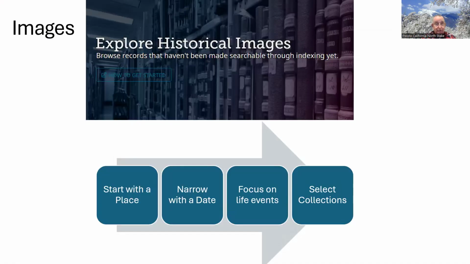Okay, now beyond the transcribed records, we come to images. And this is what the image homepage looks like. Our search here is going to be different. You're not going to be looking for people because they're not indexed. So you're going to want to start with a place. Where is the record I'm looking for? And then narrow that down with a date. Focus in on a life event if needed, and even go so far as to set a specific collection to look at.